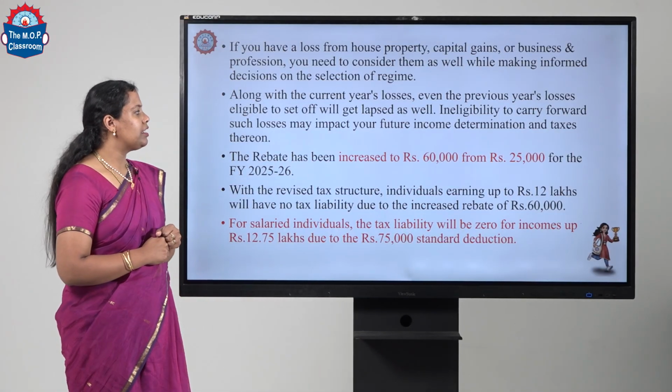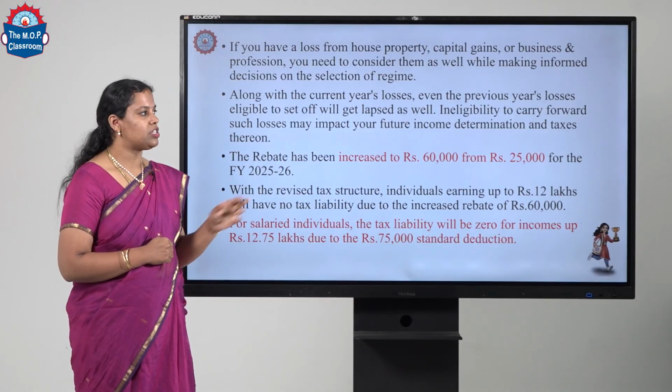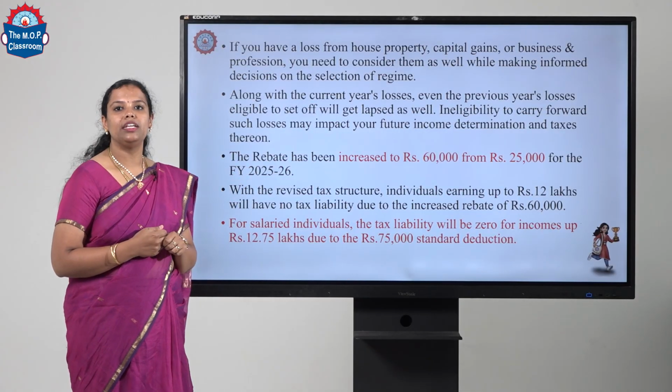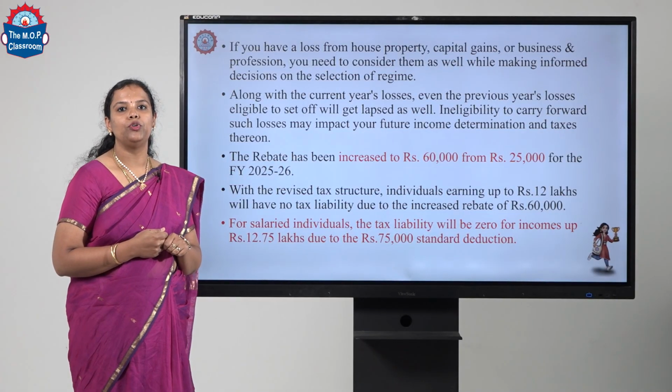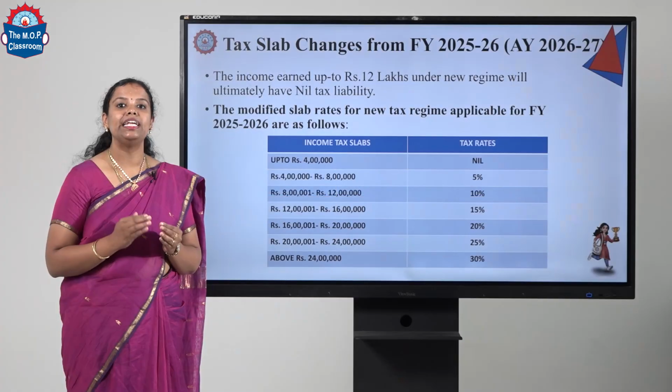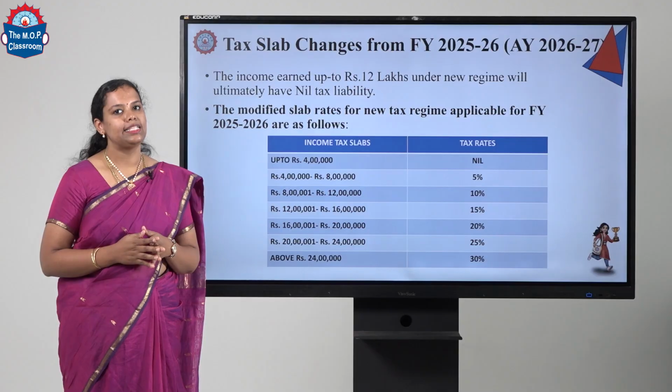The rebate has been increased to 60,000 from 25,000, which is a welcome note. With the revised tax structure, individuals earning up to 12 lakh have a standard deduction of up to 75,000, which is actually reduced from the last financial year. These are the tax slab changes for the financial year 2025-26, assessment year 26-27. The income, as I discussed before, up to 12 lakhs for any kind of salaried individual is going to be nil. Along with the standard deduction of 75,000, the income level will rise to 12 lakh 75,000.